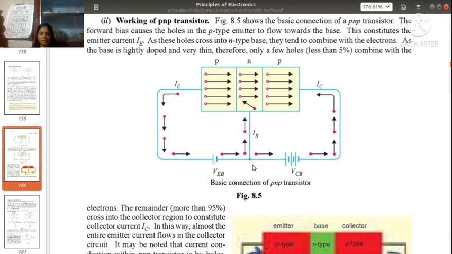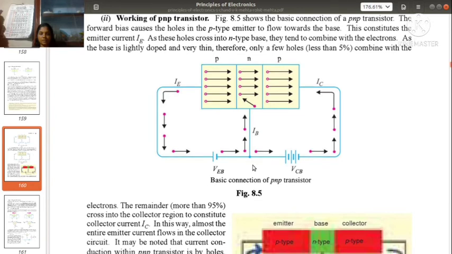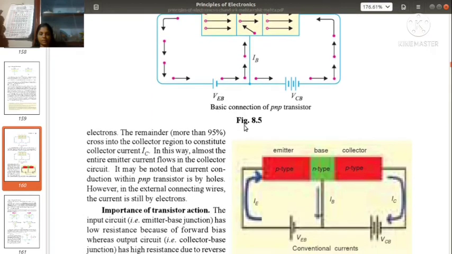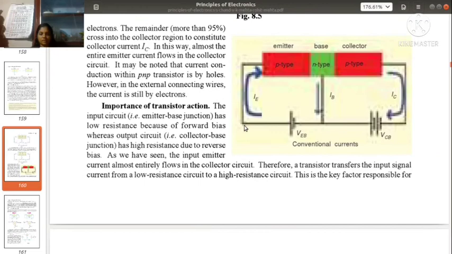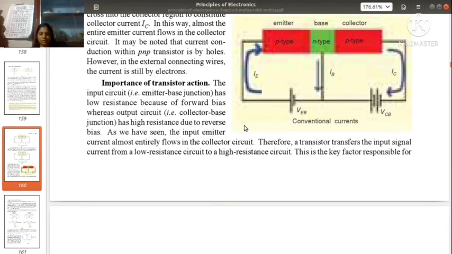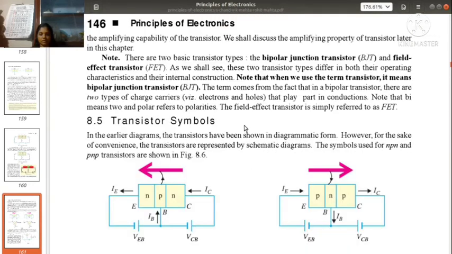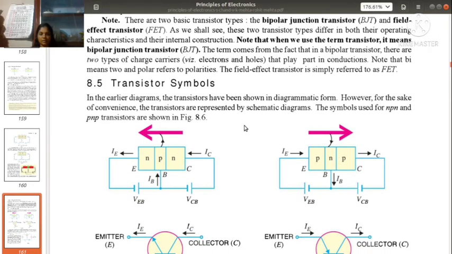So we can see that the collector current is almost equal to the emitter current, because of the charge carriers from the emitter, only a small percent, about 5%, combine with the base charge carriers. So this is about the working of the transistor.